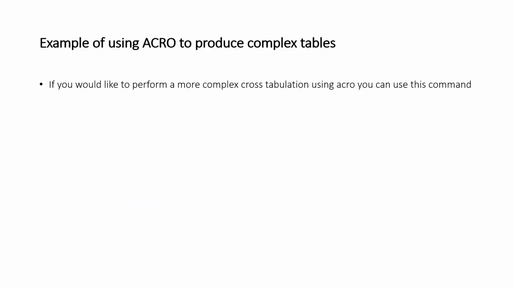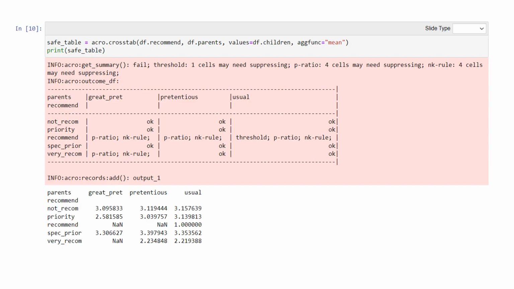If you would like to perform a more complex cross-tabulation using ACRO, you can use the following command. In this example, we use the columns recommend and parents and we aggregate them by the mean of the column children. The feedback of the statistical disclosure check is shown in pink and the output table is at the end of the output.